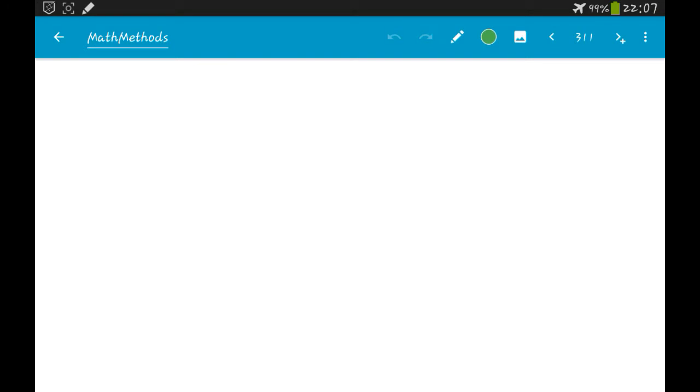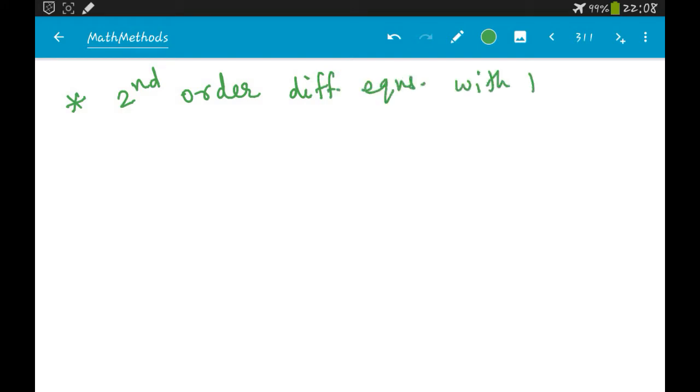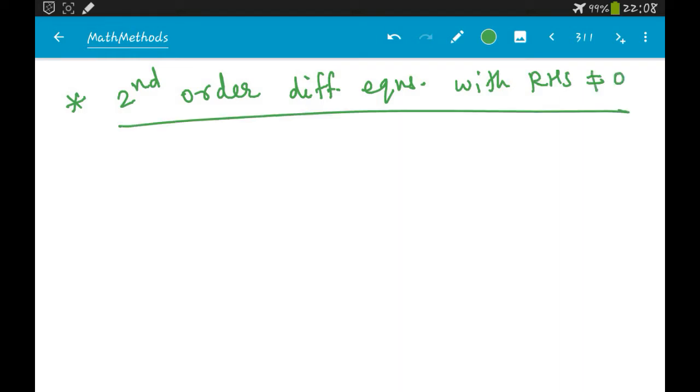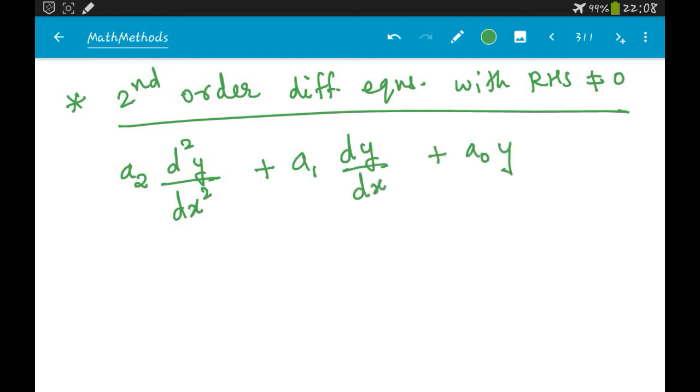So, second order differential equations with the right hand side not equal to 0. So what will this equation look like? It will look like a2 d2y by dx square plus a1 dy by dx plus a0y is equal to f of x. So there is an f of x as well apart from these other terms.